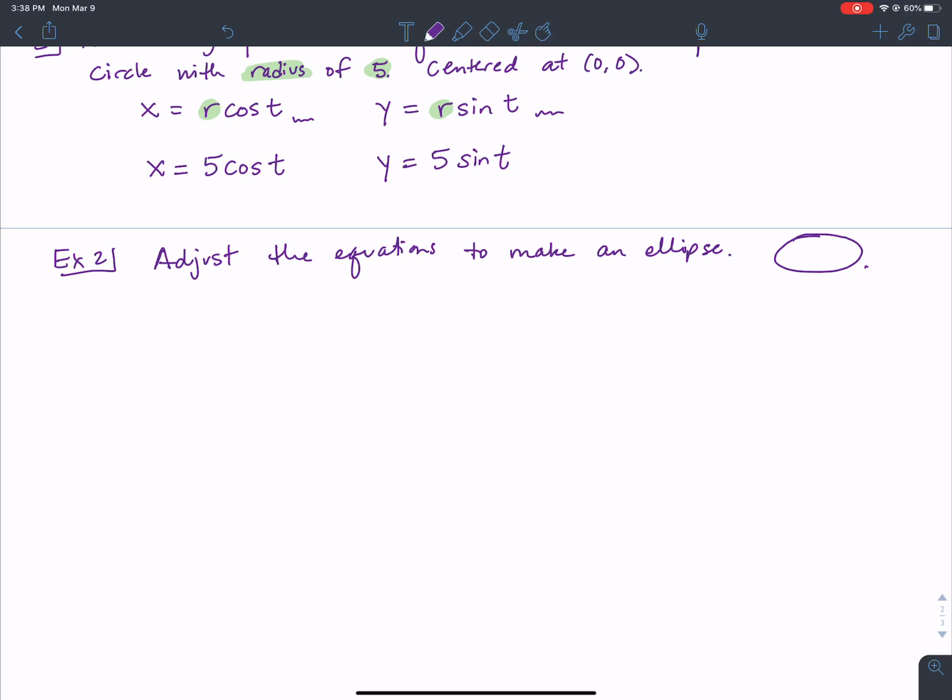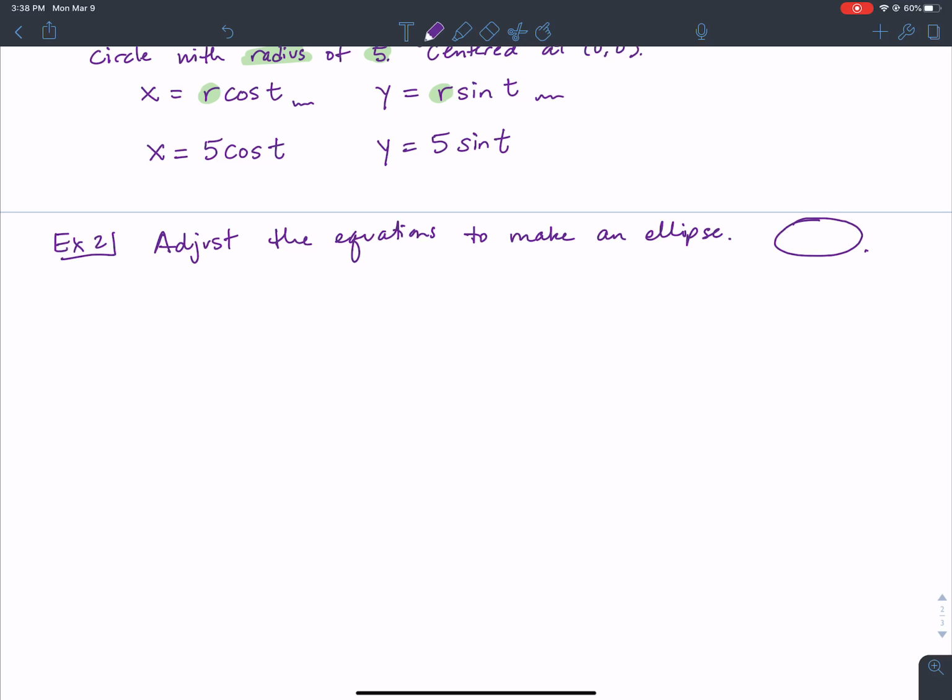So if you have an ellipse, it just means that it's not the same radius all the way around. So what do you think we would do to our equations from example 1 to make it not have the same radius all the way around? They're not telling us specifically what to do, so if you wanted to make it not a perfect circle, what you would do is just change one of the numbers in front. So change one number. Let's change our x value. It doesn't matter what you change it to. I'm going to change it to 8, let's say. So if we made x equal 8 cosine t and y is still 5 sine t, that would be an ellipse instead of being a perfect circle.